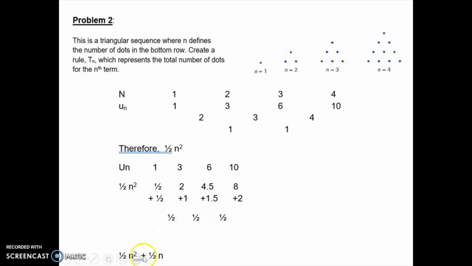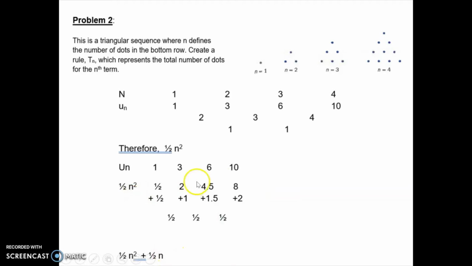Okay, so this one's a little more complex, but there's our rule on the bottom. Half n squared plus half n. A little bit tougher. Maybe you found it a little more challenging. But basically, here's our quadratic. Here's what needs to be added. That's a linear rule with a slope of half. And if you go back to term 0, it has a value of 0, so we have nothing here.